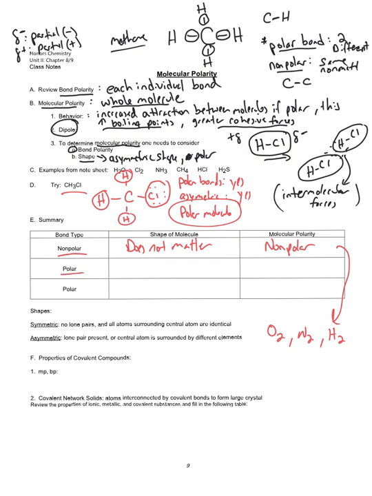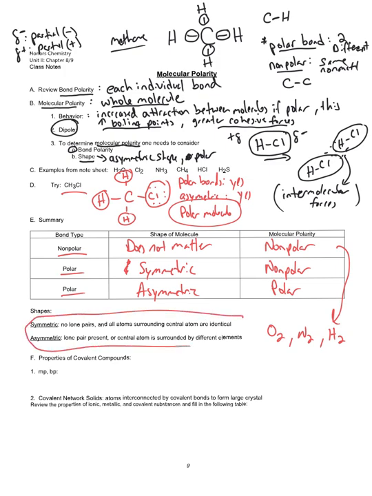If the bonds are polar and the shape is symmetric, if the atoms coming off are all the same and there are no lone pairs on the central atom, it's symmetric and the molecule is nonpolar. If, however, the bond is polar and the shape is asymmetric, now the molecule is polar. Okay, and again, here's the key thing. Symmetry: there are no lone pairs on the central atom, and all the atoms coming off the central atom are identical. Okay, so now go back to your tables. So we just started looking at the molecule CH4.